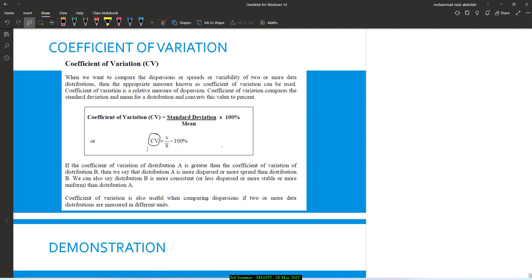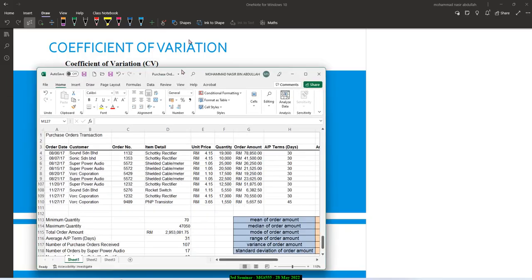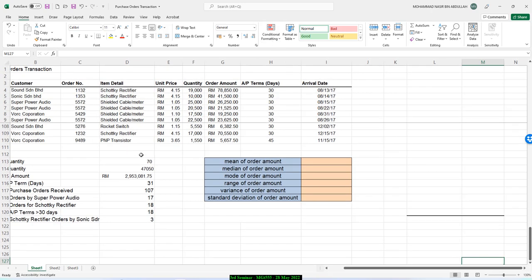So now let's look at the sample data I gave you. Let's look at the purchase order transaction data, Chapter 4. Take your time, and once you're ready, let me know, okay?